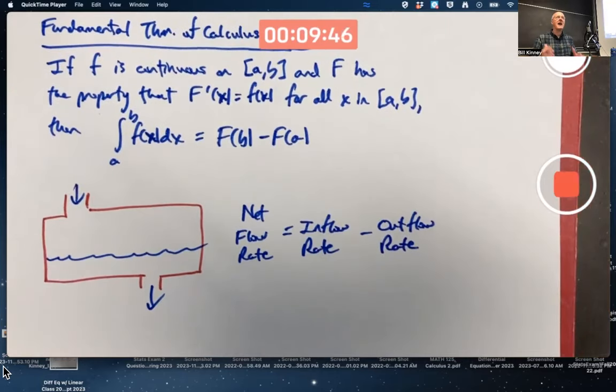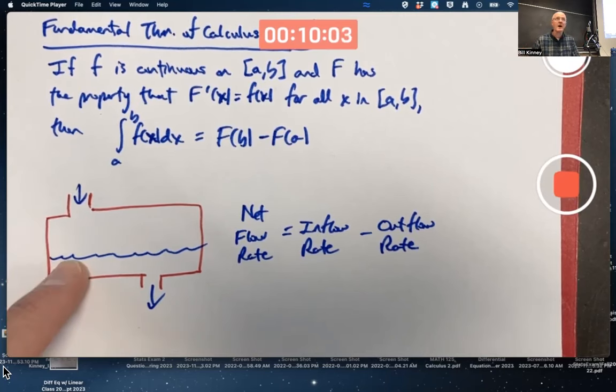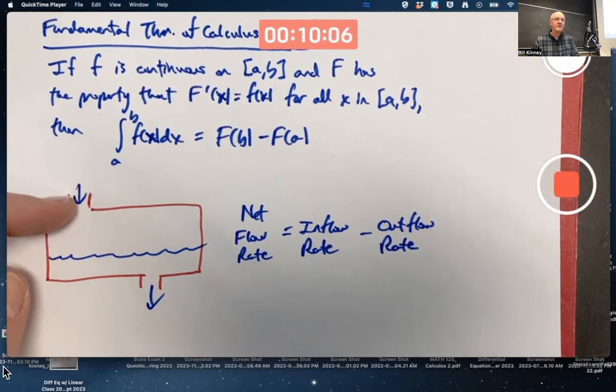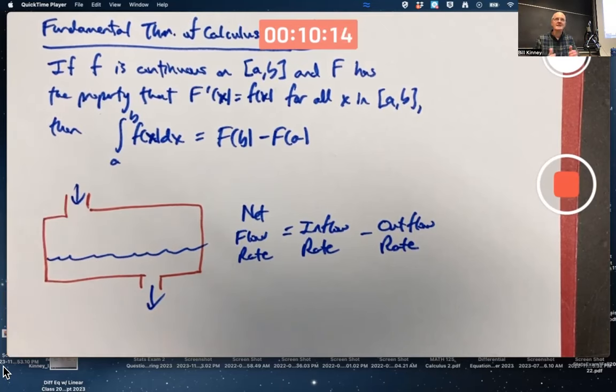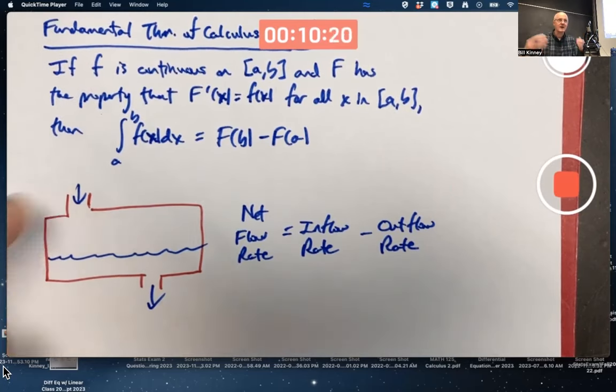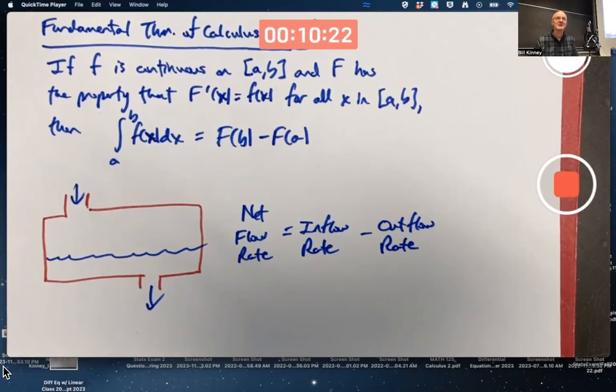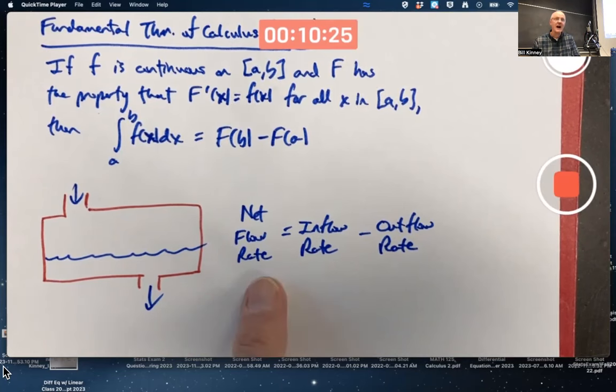And this applies not just to tanks with water, but to more general situations. Maybe it's not an amount of water, but a population of, I don't know, rabbits in Minnesota. The tank is Minnesota and the water's rabbits. You've got an inflow rate of rabbits coming from Wisconsin and Iowa and South Dakota and North Dakota and Canada, and you've got an outflow rate leaving Minnesota. Of course, it's not quite like the schematic. They could run into each other, the rabbits could be waving at each other as they cross borders. But this idea still works.